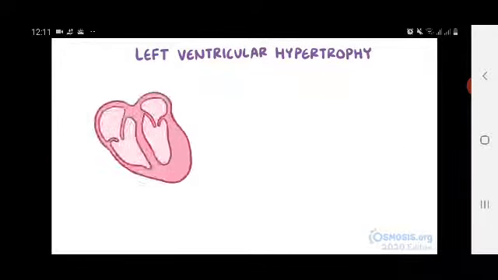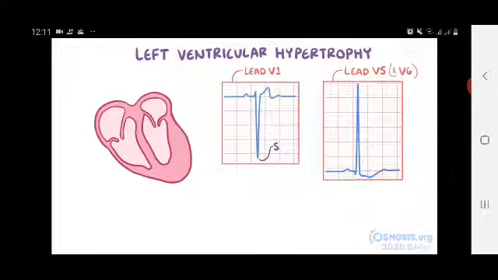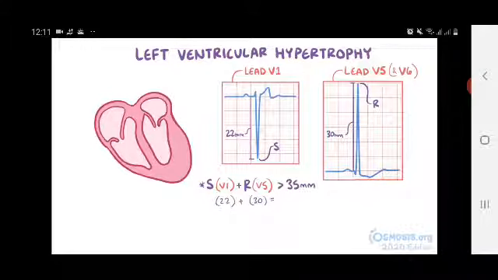In left ventricular hypertrophy, the pattern is almost the opposite of what happens in right ventricular hypertrophy. Lead V1 has even more positive charge traveling away from it than usual, making the S wave really deep. Meanwhile, lead V5 and V6 are located on the side of the left ventricle, and therefore have an enormous R wave. The most commonly used voltage criteria to identify left ventricular hypertrophy is that adding up the S wave in V1 and the tallest R wave in V5 or V6 has to be over 35 millimeters, or 35 little boxes.